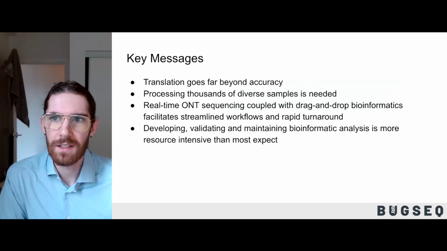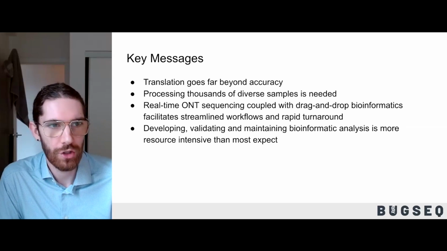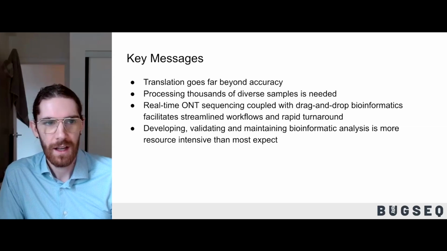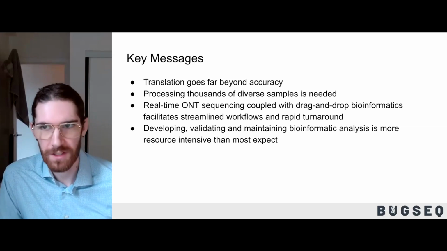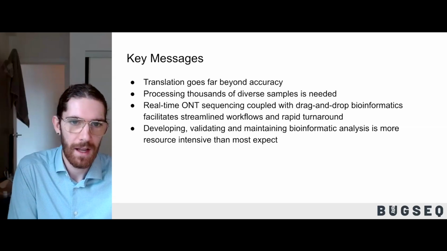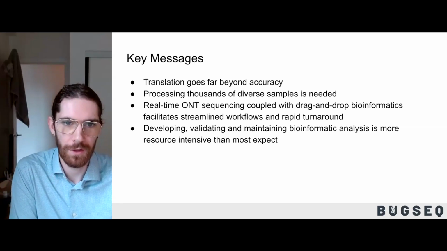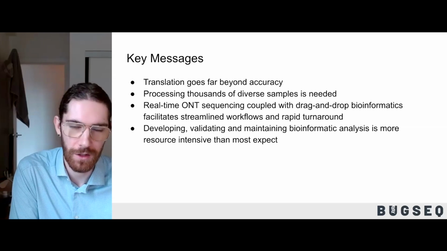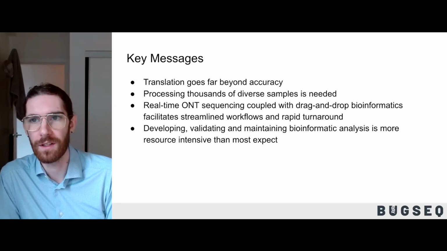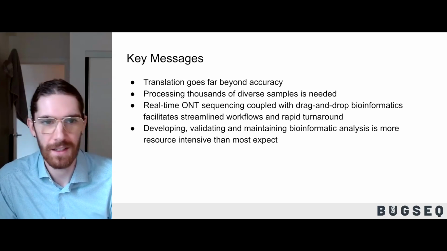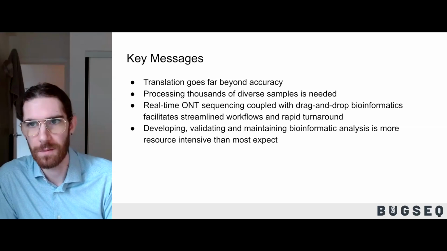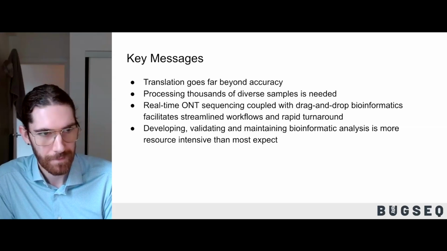So just to summarize work from that project, I think we really showed that translation goes far beyond just raw accuracy, and processing thousands of diverse samples is needed across a range of pathogens. I think that was really highlighted in our results differing between RSV and SARS-CoV-2 from influenza, wherein if you just validate it on one organism for these agnostic assays, it's difficult to generalize that across a range of different organisms or sample types for that matter.